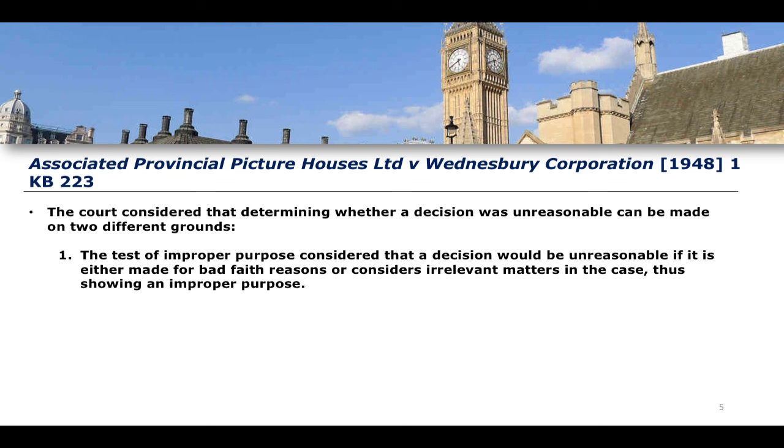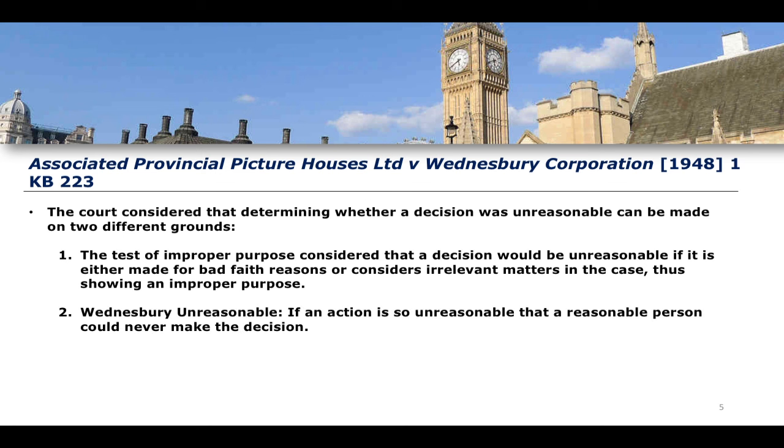Both of those reasons, both of those ideas, would therefore show that there was an improper purpose. So the idea of improper purpose is encapsulated into two potential strands, the first being, of course, bad faith, and then the second being, of course, consideration of irrelevant matters.